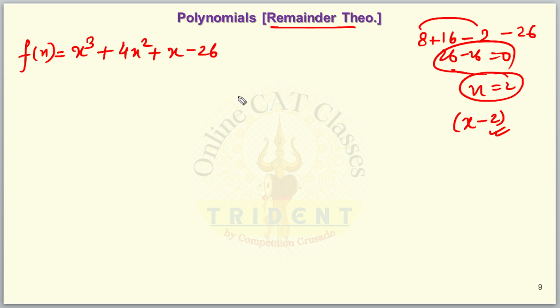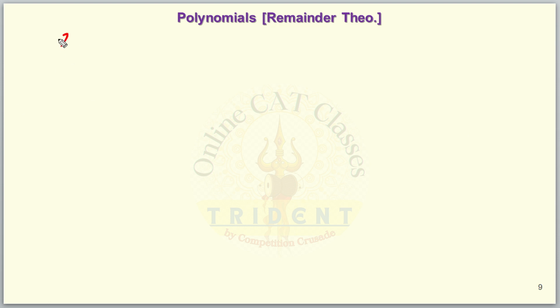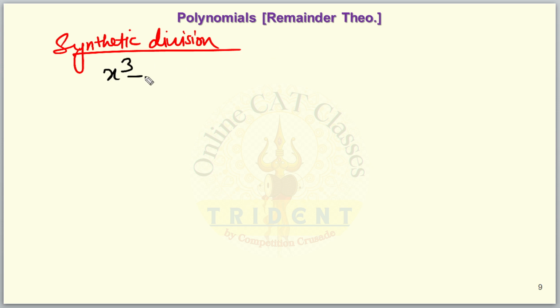Now you can use x minus 2 and do the long division method of finding the quotient and then factorizing. But then there is an elegant way to do this through something called synthetic division. I will explain the synthetic division through that example only, so that we'll not find any problem. So the question that was given to us was x cube plus 4x squared plus x minus 26. We have already calculated that at x equals 2, this is 0.